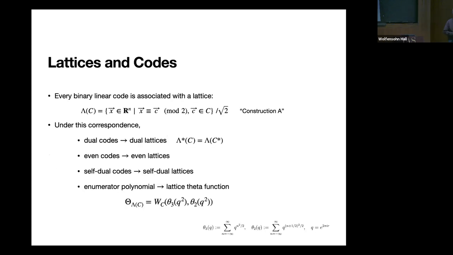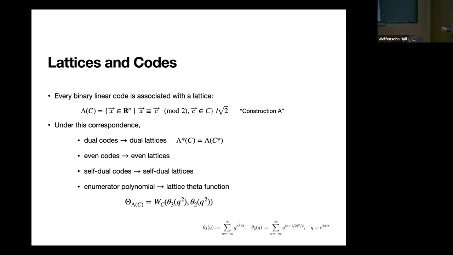And now I can tell you about the relation between lattices and codes. Every binary linear code is associated with a lattice. What you do is you simply take all points in Euclidean space which reduce to the code word modulo 2. Actually, these will all be points with integer coefficients. I should have said x in Z to the n. And then, for convenience, we're going to normalize that. We're going to rescale that lattice by a factor of the square root of 2. This is called construction A, by lattice or code theorists. It's one way of associating a lattice to a code. There's also construction B, C, D, and so forth, but I'm not going to talk about them today.